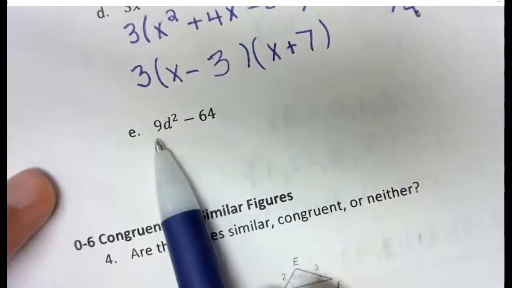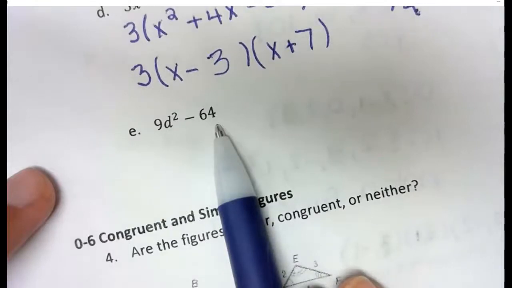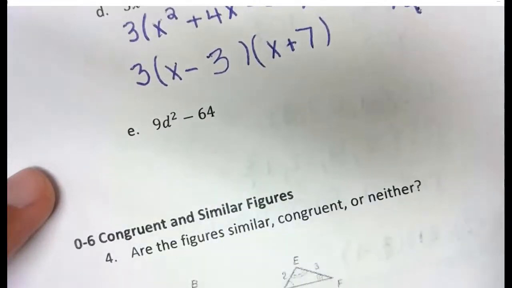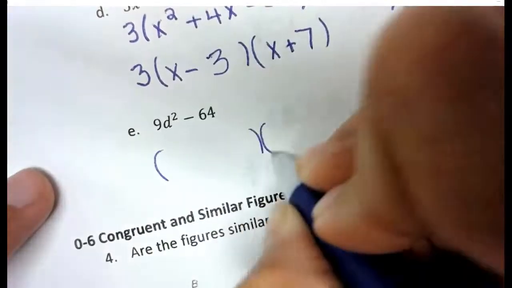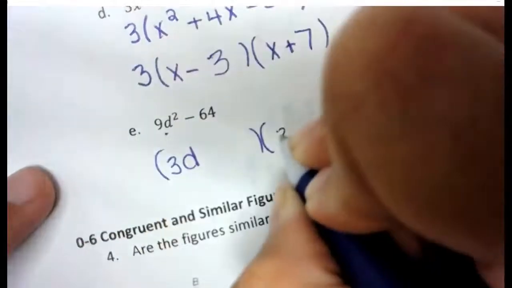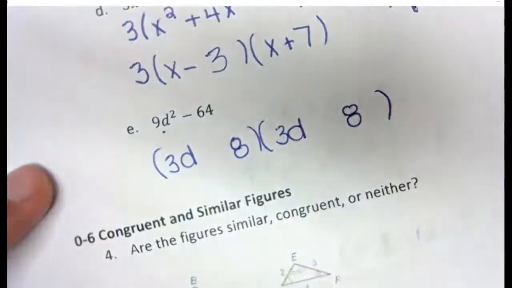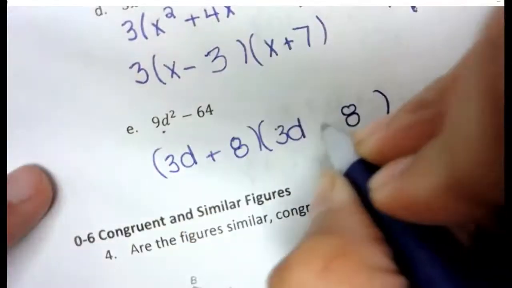Example E, I notice I have a number out in front, but only 2 terms. So again, this is going to be that special formula we talked about in our homework. Since that's a perfect square and that's a perfect square, it's 3d, 3d, 8 and 8, 1 positive, 1 negative.